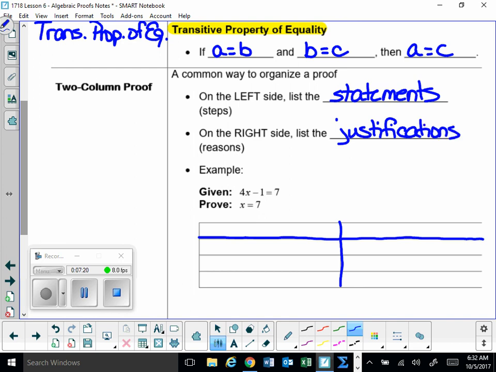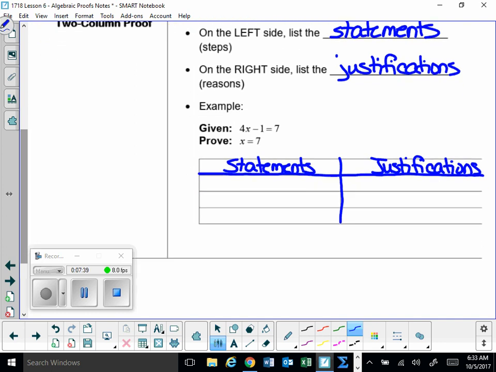Okay, so we need to title each of these columns. The statements, or steps, and the justifications, or reasons. Okay, each and every one of these rows absolutely must be numbered. And step number one, statement and justification number one, is always what you are given.